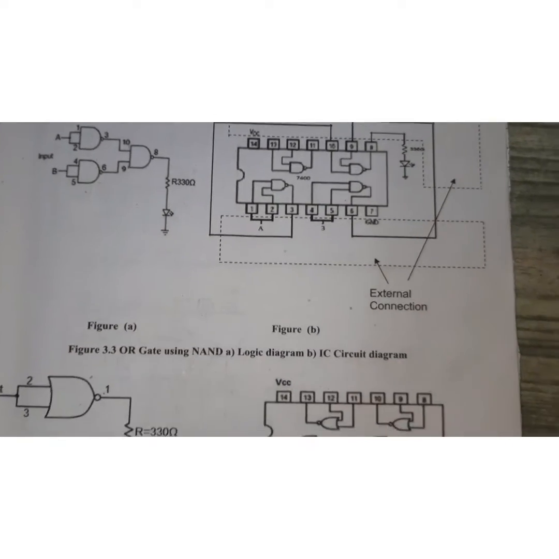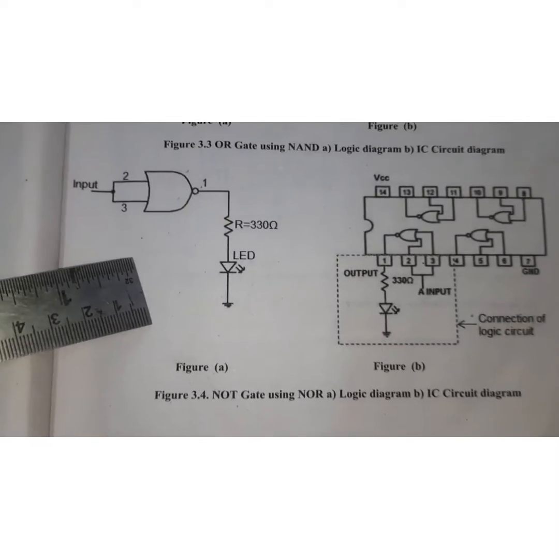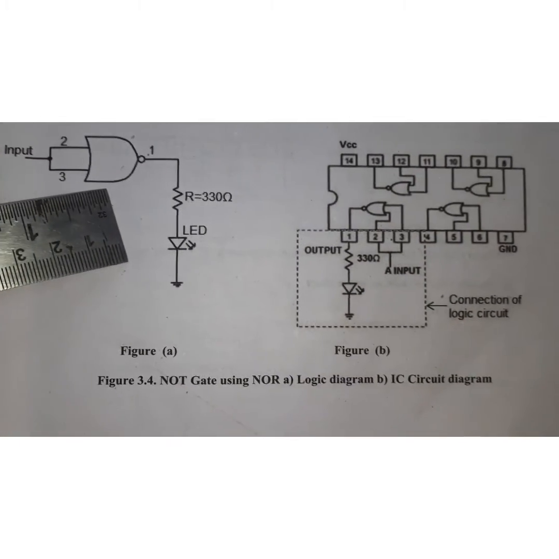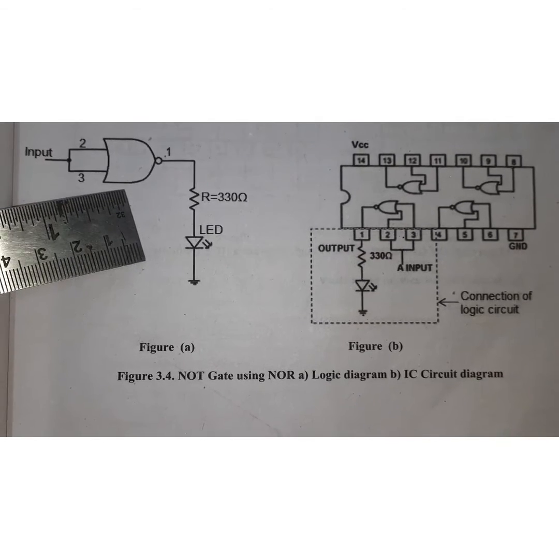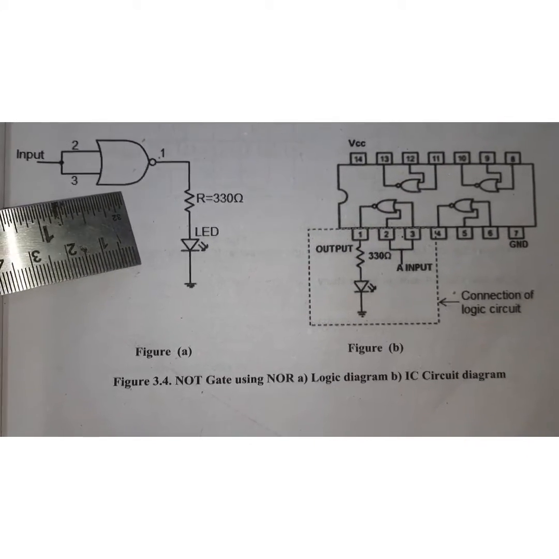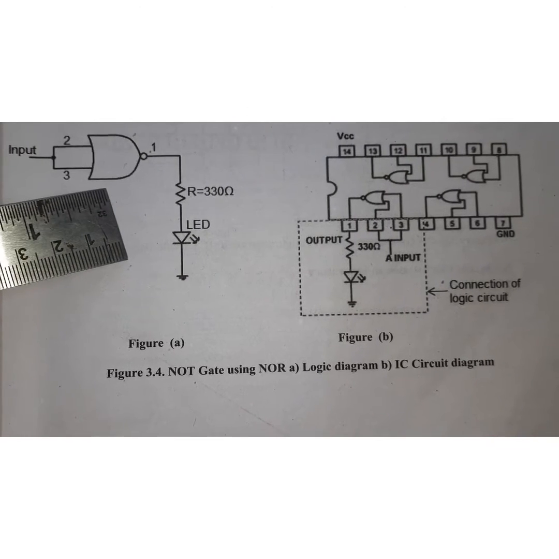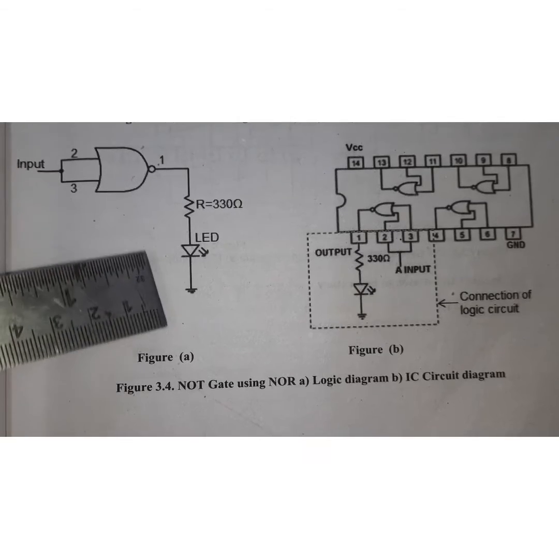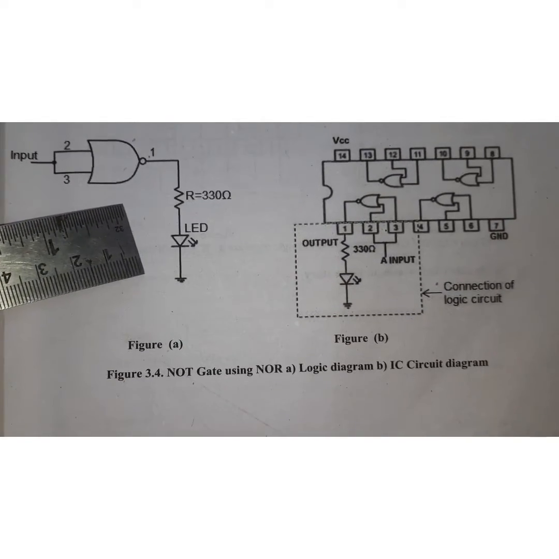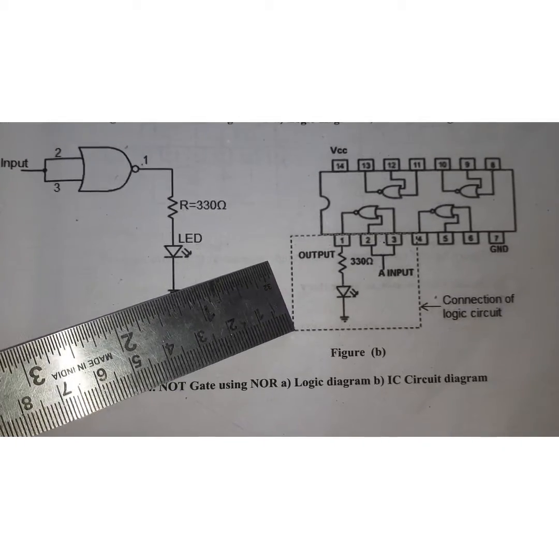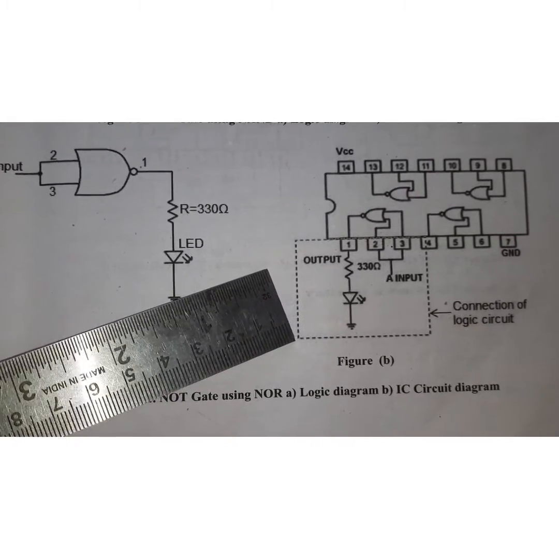Then we will go on. Now here you will see I am using NOR gate. So now here we are using NOR gate to construct basic gates. This circuit diagram will show how NOR gate is connected, and then it becomes your NOT gate. So this is how NOR gate becomes NOT gate, and this is the circuit diagram of the same logic diagram.